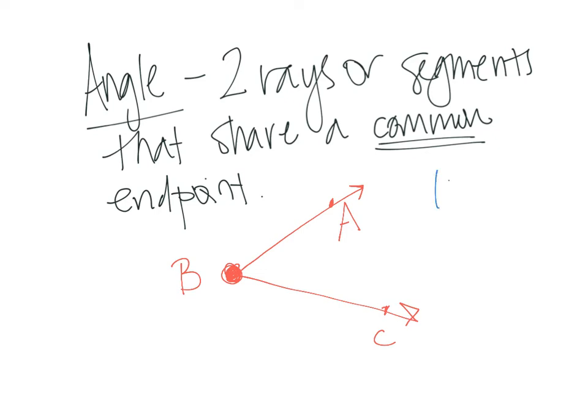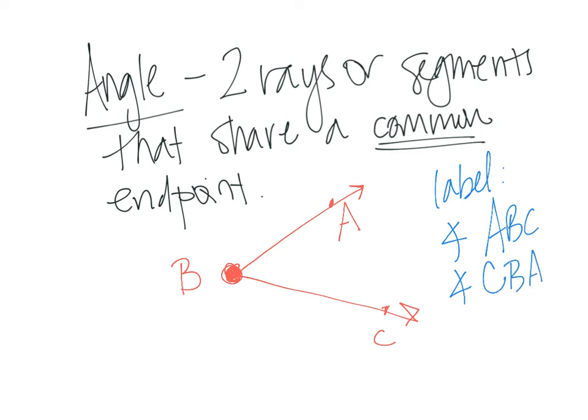When we label this, we're going to label it with an angle symbol. I always put the line down that so it doesn't look like a less than symbol. So it could be labeled A, B, C. It could be labeled C, B, A. It could be labeled just plain old angle B. If I add a number in here, they might call it angle 4.